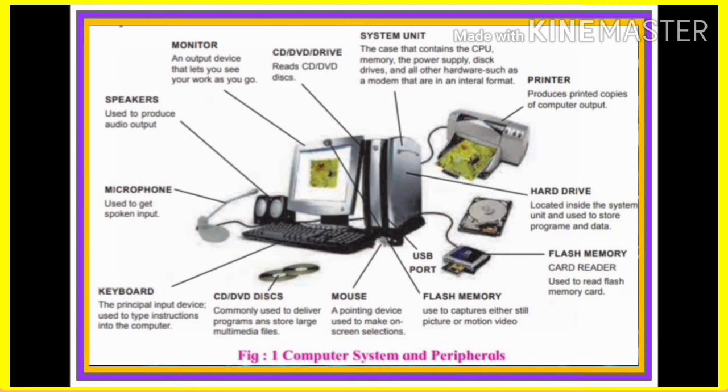USB devices. System unit, the case that contains the CPU, memory, the power supply, disk drives, and all other hardware such as a modem that are in an internal format. You can also use external modems. So this figure contains peripheral devices which are interconnected to each other to perform the 5 major computer operations.